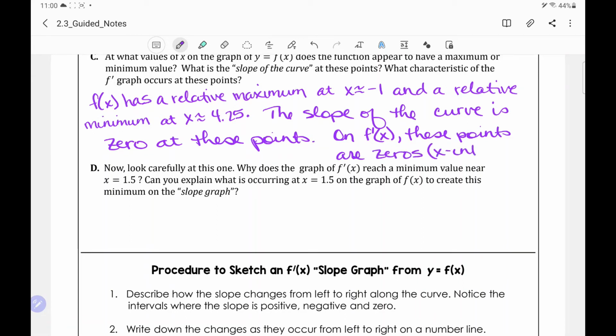If you don't remember, that means they're x-intercepts. Okay. Now, D, look carefully at this one. Why does the graph of f prime of x reach a minimum value near x equals 1.5? Can you explain what is occurring at x equals 1.5 on the graph of f of x to create this minimum on the slope graph?